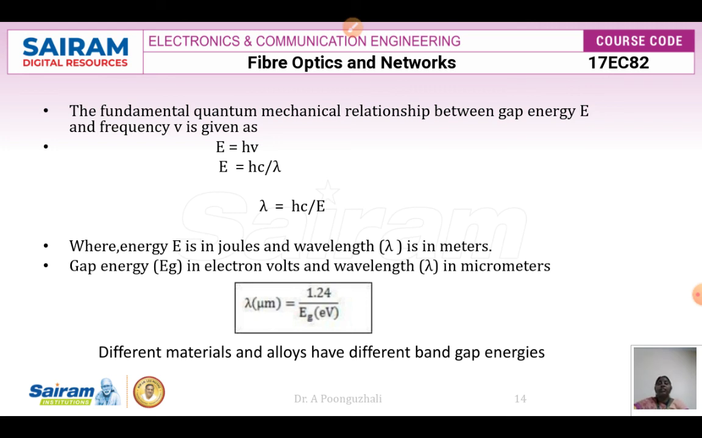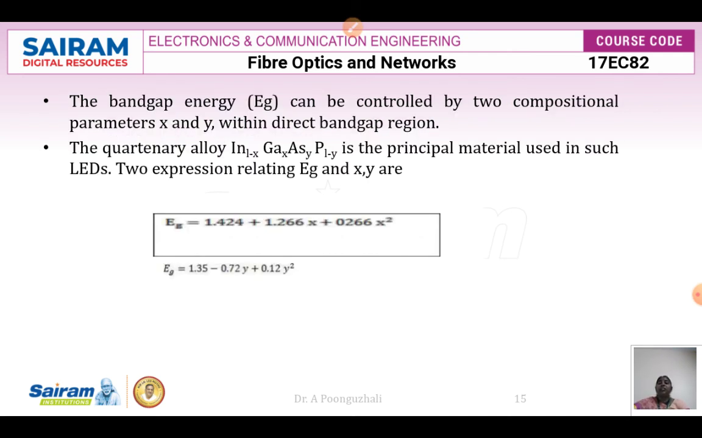Different materials and alloys have different band gap energies. The band gap energy can be controlled by two composition parameters, x and y, in the direct band gap region. The quaternary alloy, indium gallium arsenide phosphide, is the basic material used in LEDs. The two expressions relating Eg, x and y are Eg is equal to 1.424 plus 1.266x plus 0.266x square. The energy gap in terms of y is Eg is equal to 1.35 minus 0.72y plus 0.12y square.